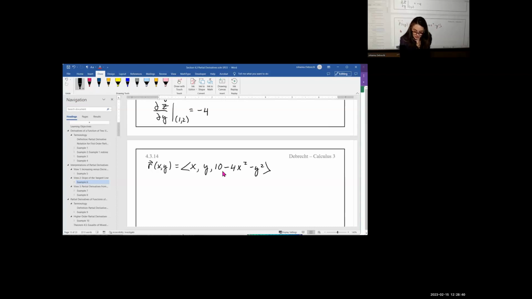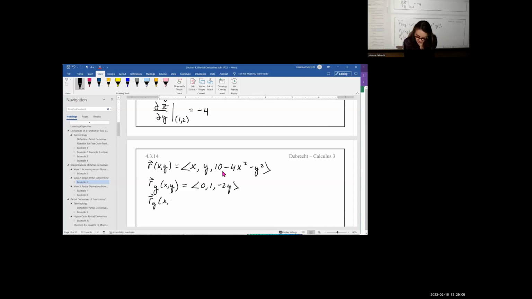And then we're going to take the partial derivative with respect to y, because that's what we're looking at. We're holding x constant, so this one will zero out. We'll get 1 here, and we'll get minus 2y here. 0, 1, minus 2y. And then we plug in our value.